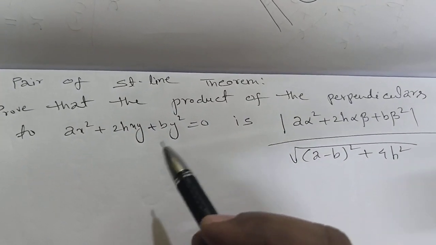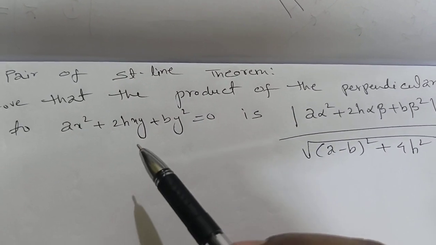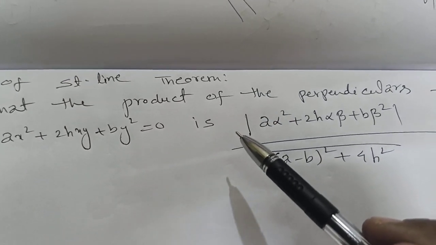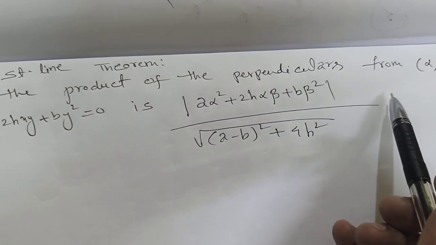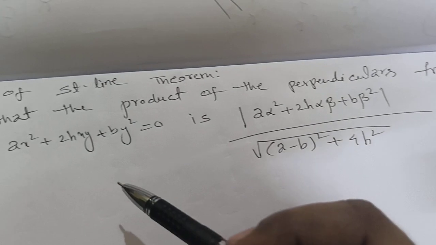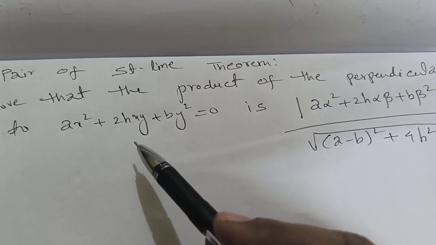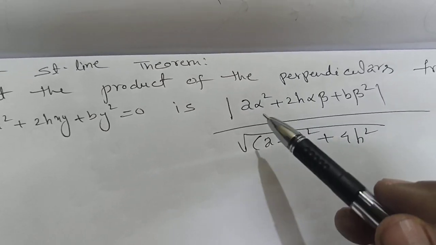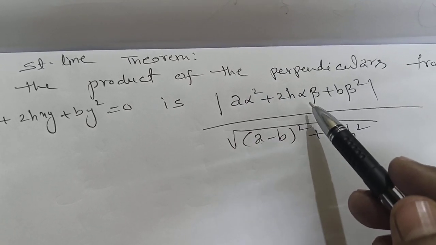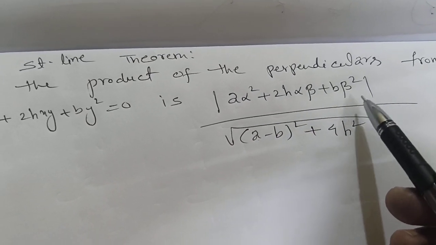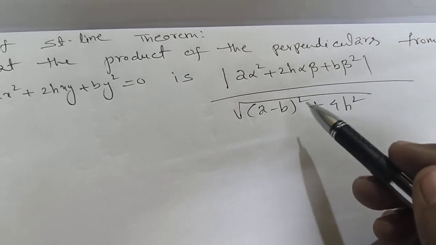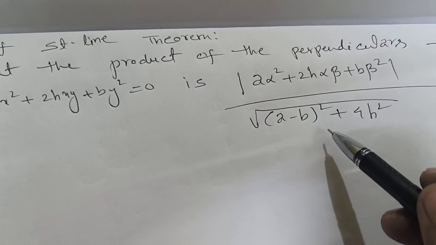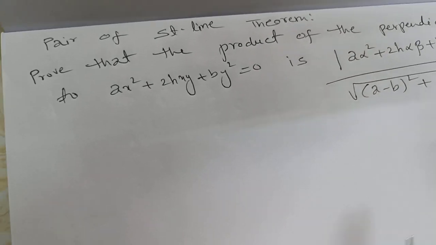This is the theorem from the chapter pair of a straight line. Here we have to prove that the product of the perpendiculars from the point alpha beta to the line ax square plus 2hxy plus by square is equal to 0 is a alpha square plus 2h alpha beta plus b beta square divided by square root of a minus b whole square plus 4h square.